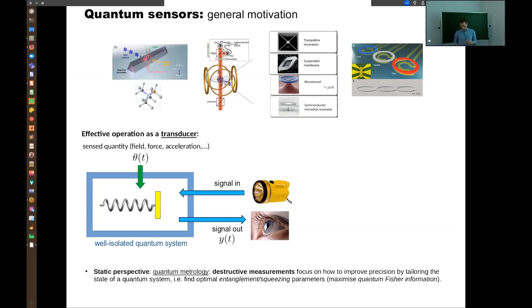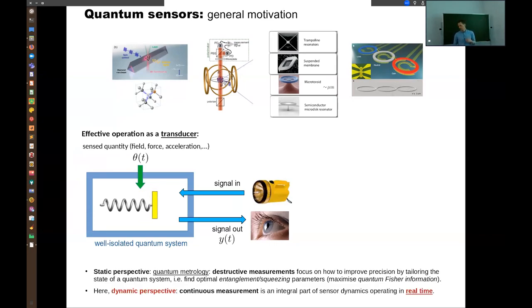So there are two kinds of perspectives on sensors. I would think that the mainstream, and this is different from what I will show you, is some kind of static perspective. You ignore the fact that it all depends on time. You say, I can do destructive measurements, and I will invest in doing research on how to engineer the system to get the best resolution. If you look up papers on quantum metrology, this is the main drive. In quantum information, people like quantities to maximize, such as quantum Fisher information and so on. But this is not what I would argue is the right way, at least for my purpose, because I need a dynamical perspective.